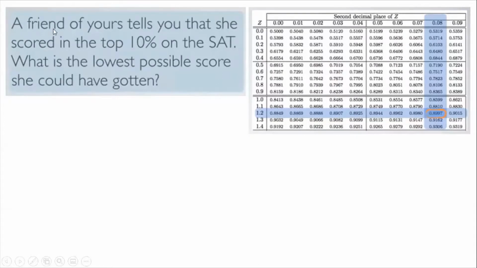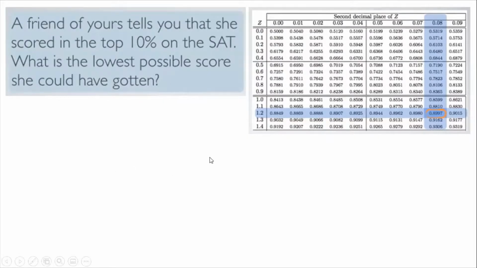Okay, so this example is a continuation of the previous example. The mean is 1,500 and the standard deviation is 300. You have a friend who tells you, hey friend, I scored in the top 10% on the SAT. So now you can think, what is the lowest possible score he could have gotten? The lowest possible score. So he stands in the top 10%, okay?